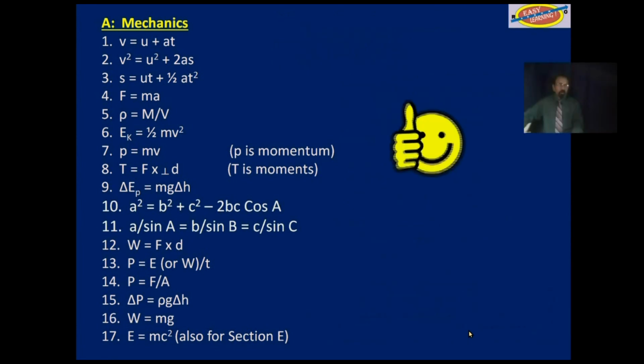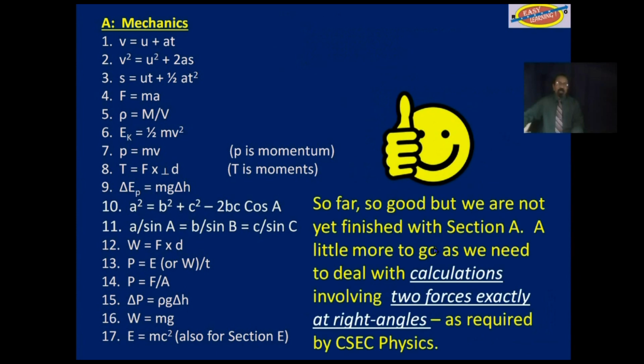So we have reached this far, but we are not yet finished with section A. A little more to go, as we need to deal with calculations this time, involving two forces that are exactly at right angles to each other. CSEC requires that you know this, not just the scale drawing, as we did previously, with the angles that are not 90 degrees, but with the angles that are 90 degrees, we have to know how to do those calculations.